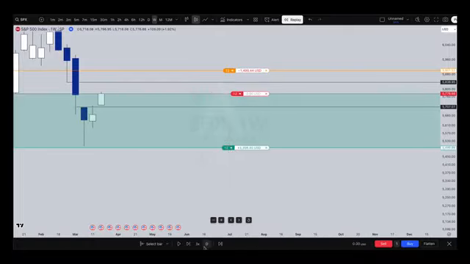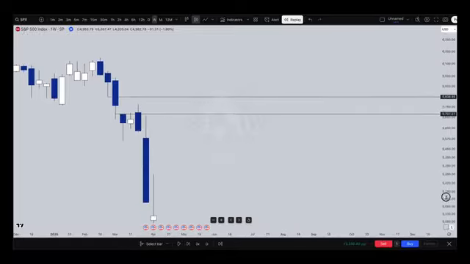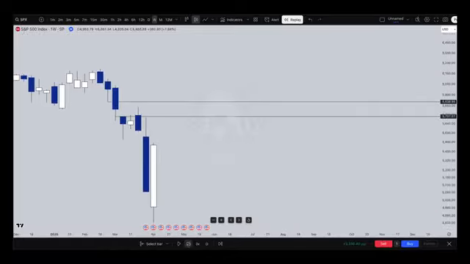Alright, and let's see how the market is going to trade. And the market falls straight ahead. And let's see, price continues lower. Price continues to drop lower violently, as a matter of fact. Alright, so that's the fair value gap.